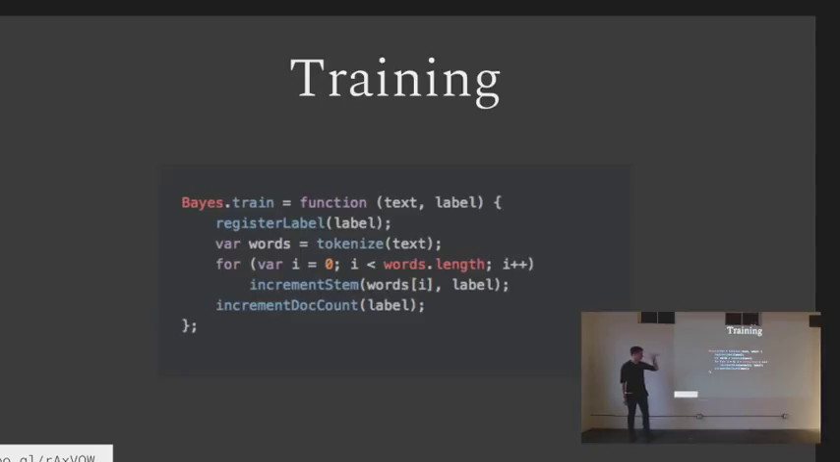So this is our training function. Just to walk through this step by step, first we have the text coming in and the label. So this is the single document coming in and the label. We run this function called register label, which is not shown here, but that's just going to persist the count of that label to a database of some kind, any kind of storage. It doesn't have to be a database. It's going to say, okay, we have the word "do" coming in here and the label French. We're just going to say that we have this label French, right?